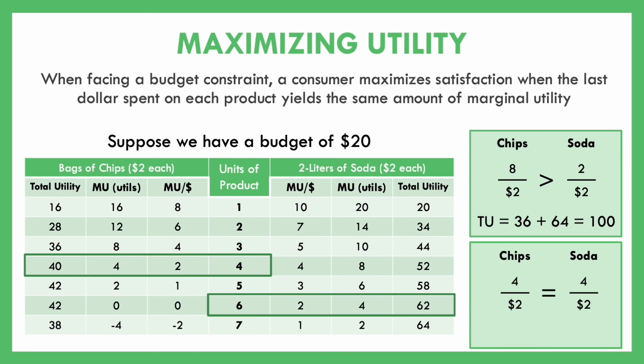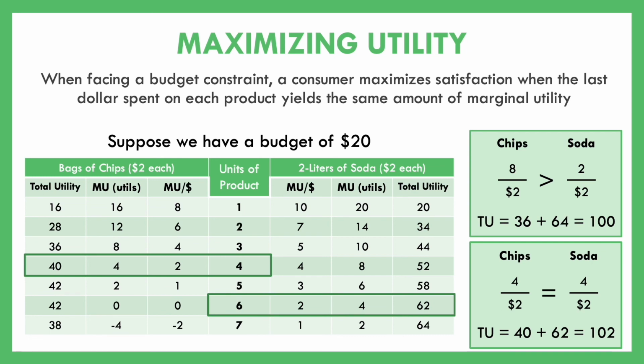Now again, in order to prove that this does in fact maximize our utility, we need to check. And so we can add up the total utility, and we find that the total utility from buying those 4 bags of chips is going to be 40, plus the total utility from buying those 6 2-liters of soda, which is 62, and that gives us a total utility of 102. And so in fact, we have gotten more utility than our previous option.